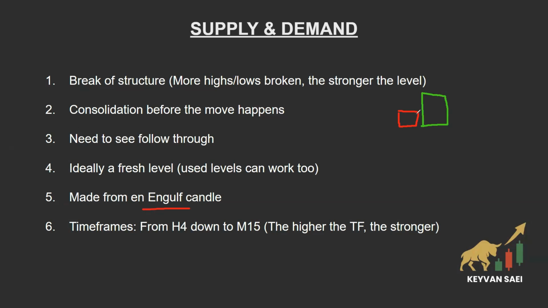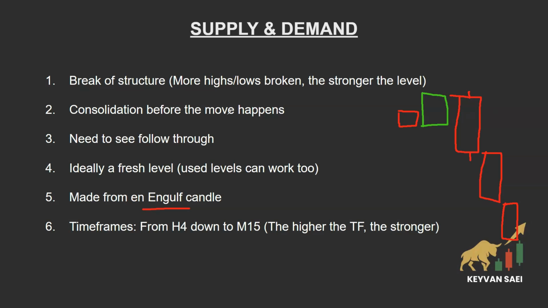So the candle that makes the supply has to be an engulf, right? It has to close beyond the open of this previous bullish candle. And obviously the opposite for a demand zone. So we really need to see an engulf that created the supply. We need to see an ideally fresh level.